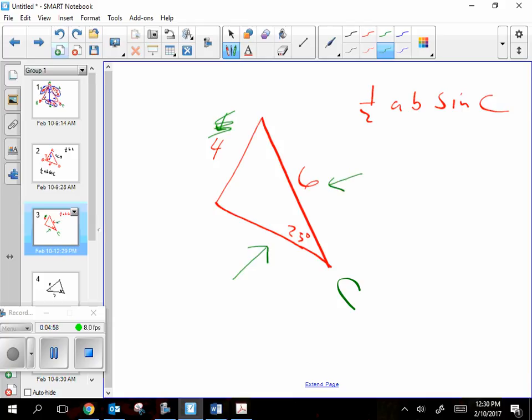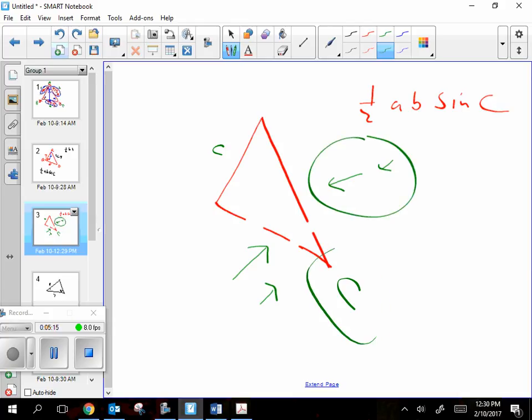What I'm trying to say is, ignore even what their side lengths and their angles are. If that's the angle you have, the little c has to be here, and that makes these A and B, and it doesn't matter which one's which. But you have to have a side angle side situation, or you can't do it.